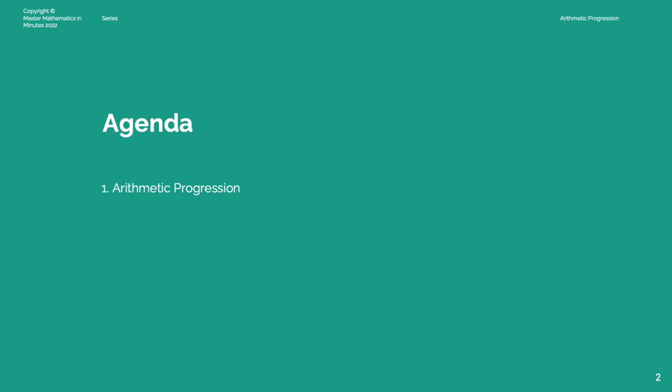We'll start off by defining what an arithmetic progression is, and we'll then cover a couple of examples on how to describe an arithmetic progression. And we'll conclude the topic with a summary.